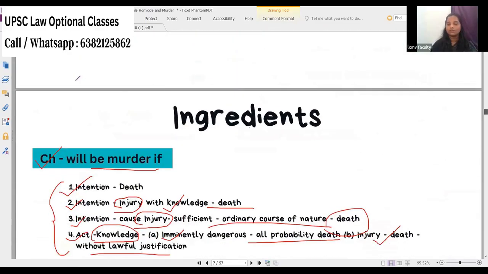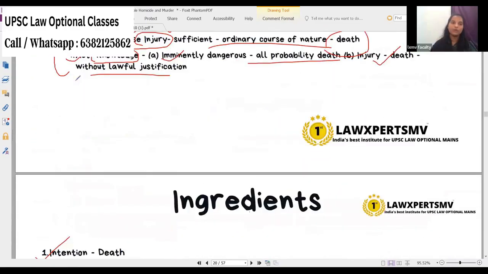To be charged for murder under clause 4, the culpable homicide must be caused by an act with the knowledge that the accused's act is imminently dangerous, and that in all probability his act will cause someone's death. Or at least he has knowledge that he is going to create an injury that is likely to cause death, and he does so without lawful justification. Then he falls under clause 4.